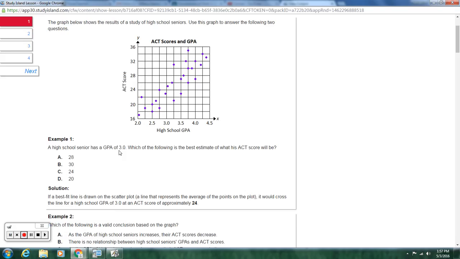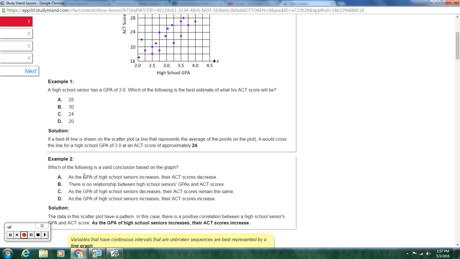So the high school senior has a GPA of 3.0. Which of the following is the best estimate of what his ACT score will be? So if he has a 3.0 right through here, what's the best estimate for what his score is going to be? 24. That's simple, 24, which is what they have right here.